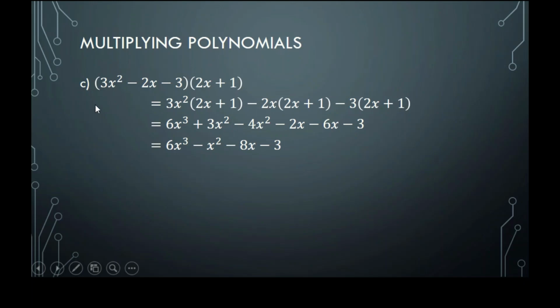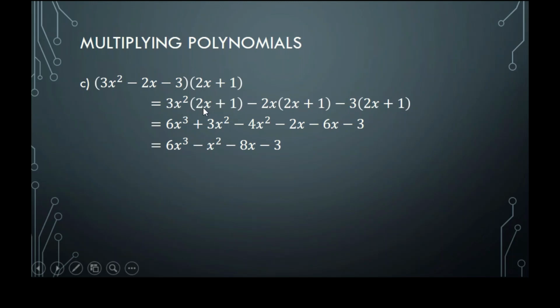Example C, now we have 3x squared minus 2x minus 3 multiply 2x plus 1. Again, we follow the same concept. First, we take each term in the first bracket to multiply 2x plus 1. We start with 3x squared multiply 2x plus 1. Then we have negative 2x multiply 2x plus 1. And we have negative 3 multiply 2x plus 1.